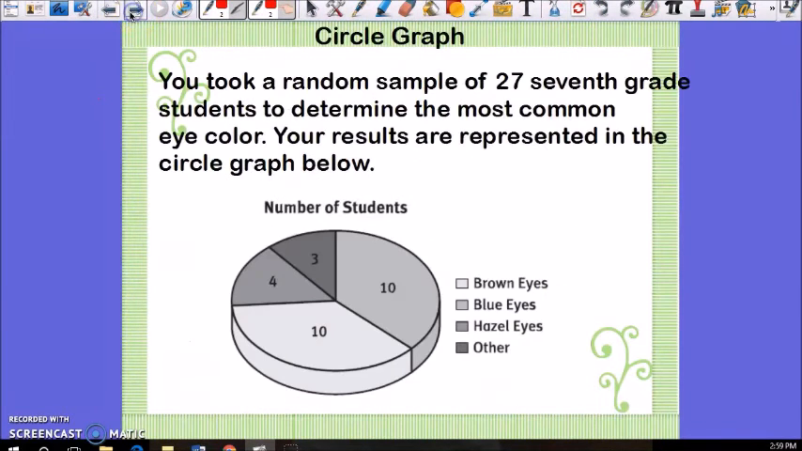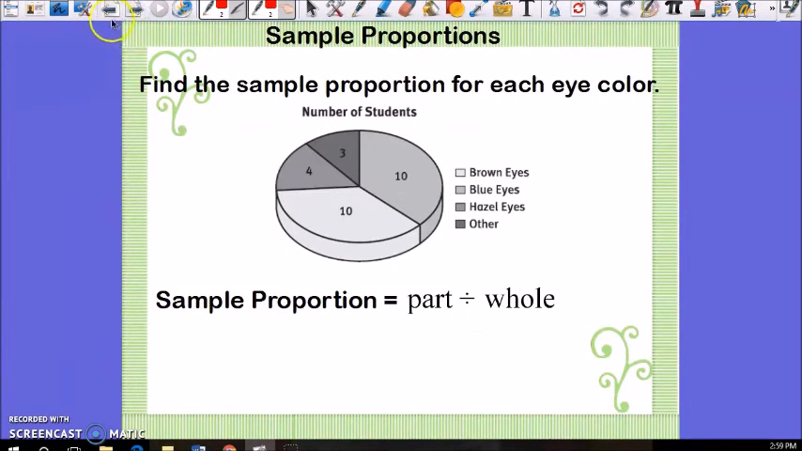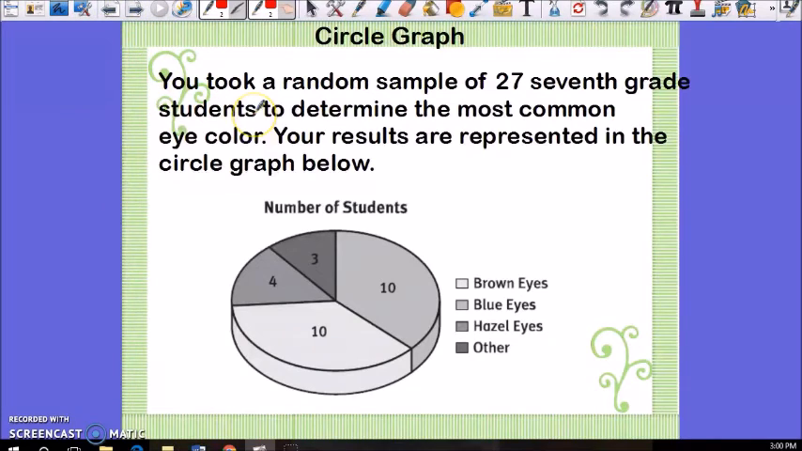Alright, so now we are going to move on to circle graphs, and we're going to talk about prediction error. So go ahead and we're going to look at this. You took a random sample of 27 7th grade students to determine the most common eye color. Your results are represented in the circle graph below. You should have seen circle graphs already.